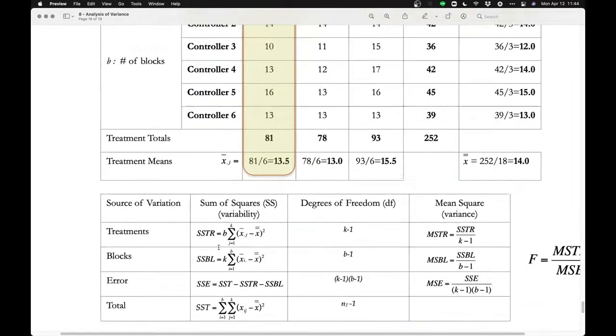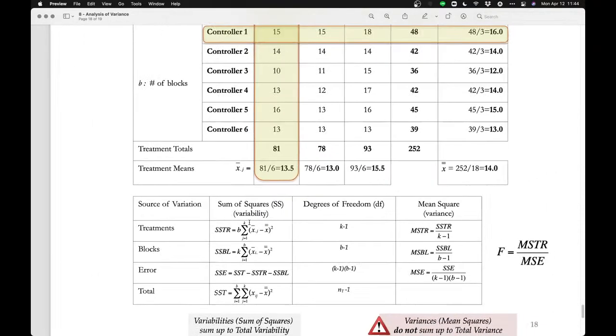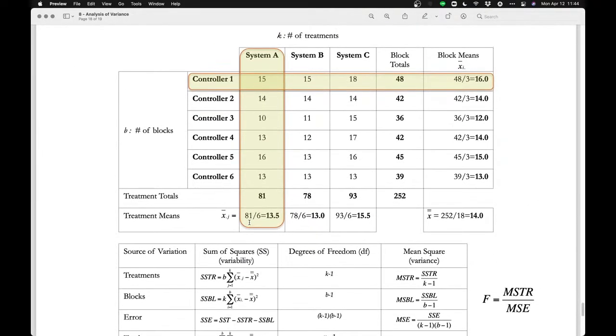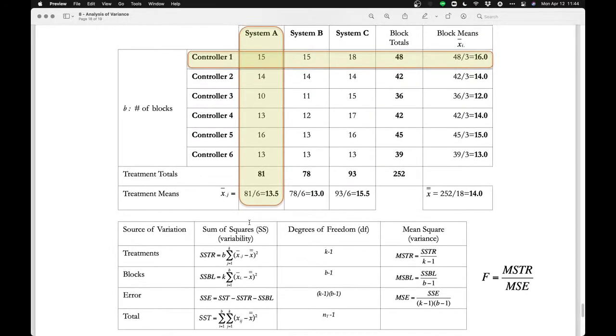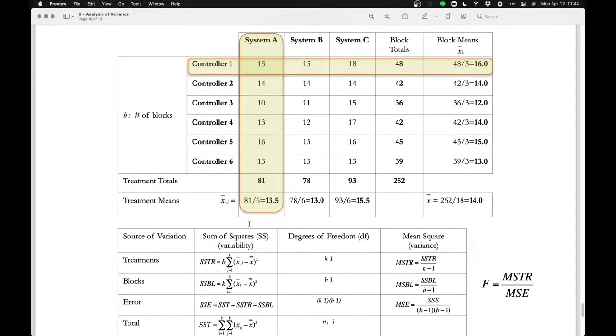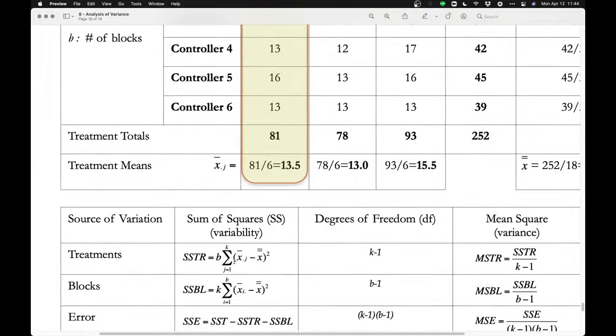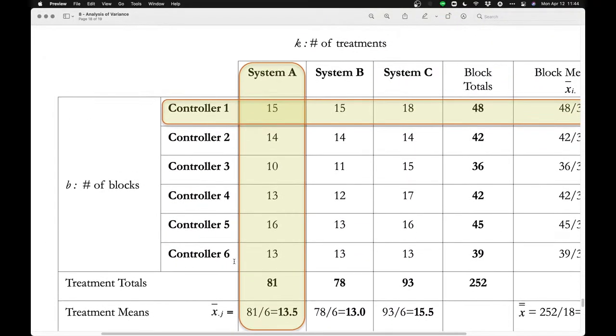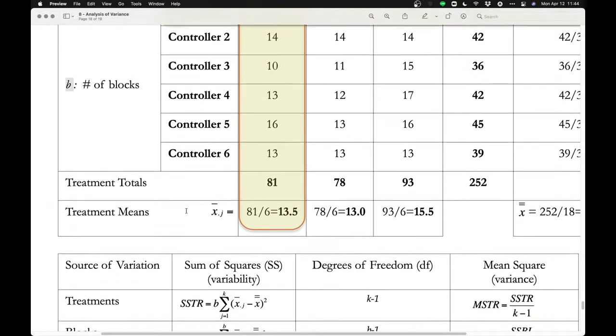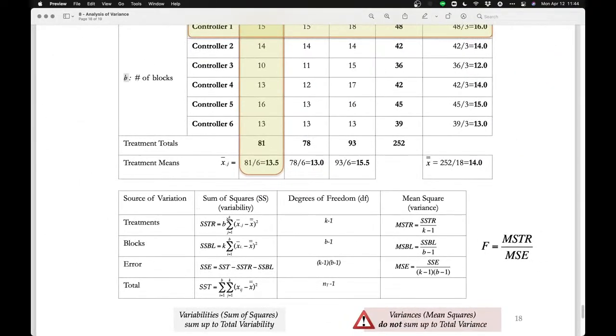And just to give you a quick rundown here, the treatments, okay? The treatments will look like this. The variability between the treatments we'll look at, first of all, some letters. K is still the number of treatments, 3. B is now the number of blocks. We have one set of blocking variables, okay?